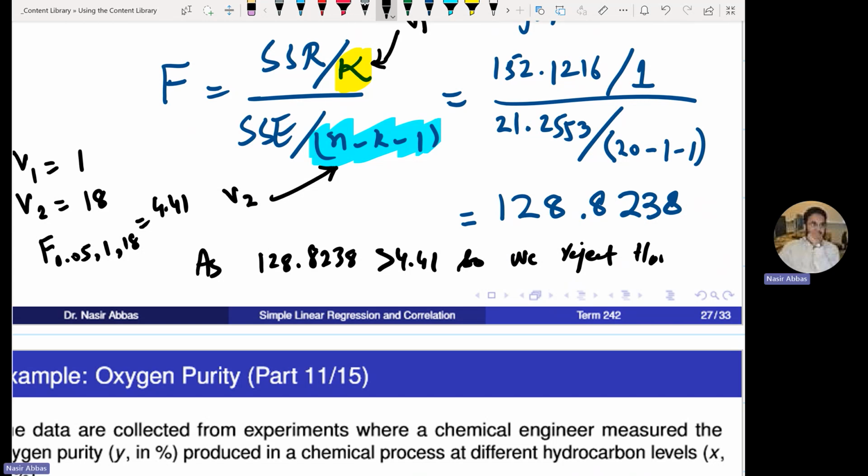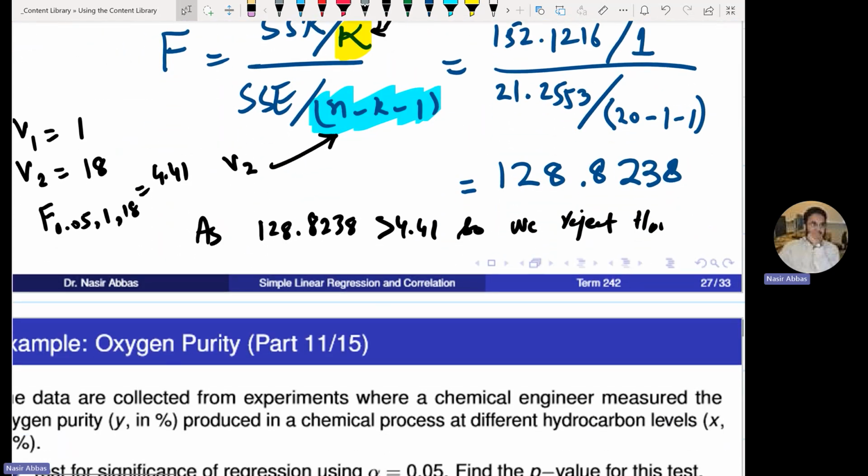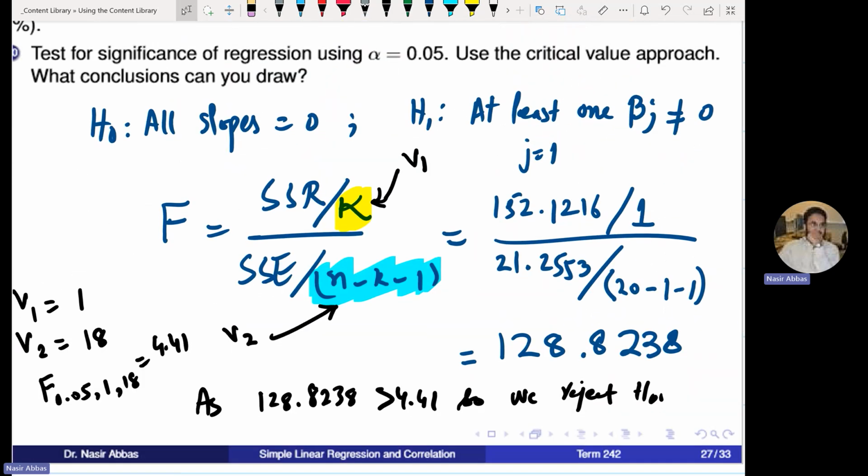Regression is significant because your H naught was all slopes are 0, which means regression is insignificant. Slope 0 means regression is insignificant. You want the slope to be either positive or negative. That means there is a linear relationship. If slope is there, relationship is there. If slope is 0, it's an insignificant relationship. So rejecting H naught is a good thing in this case. So you reject H naught and you conclude that the regression is significant.